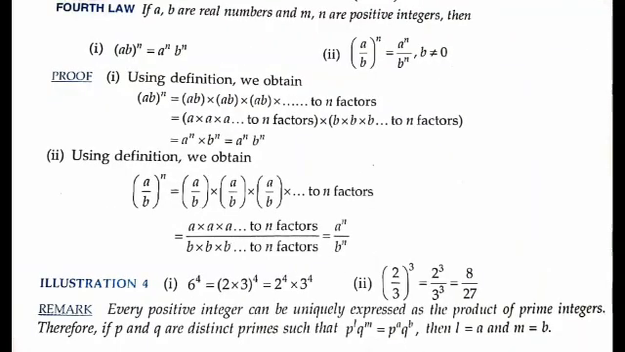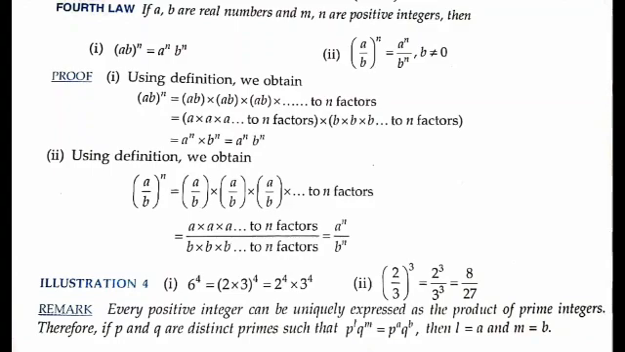Moving ahead, let us consider the fourth law. If a and b are real numbers and m and n are positive integers, then we have (a into b) whole to the power n is equal to a to the power n into b to the power n. Also we have (a by b) whole to the power n is equal to a to the power n by b to the power n, where b should not be equal to 0. One by one, let us try to understand this.